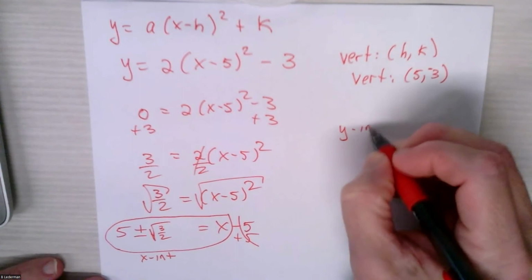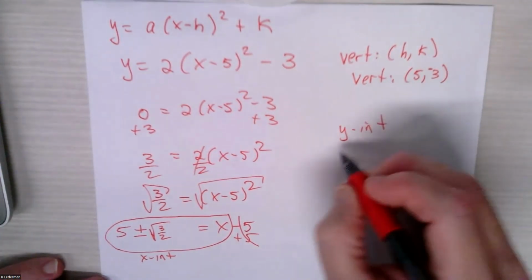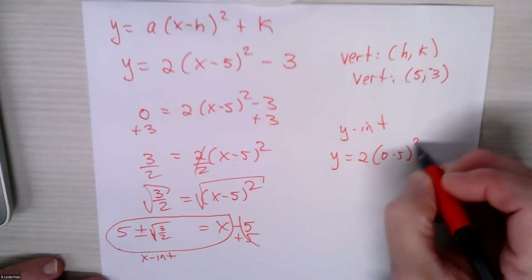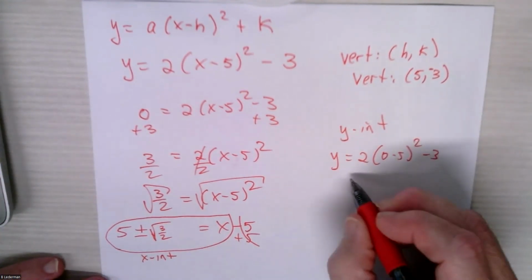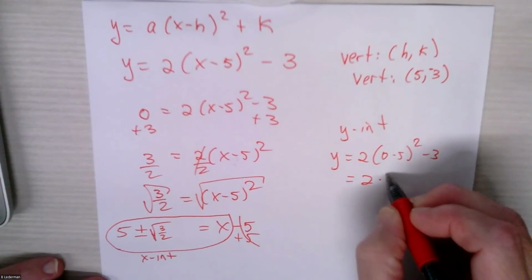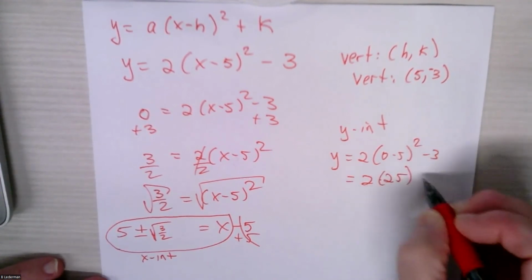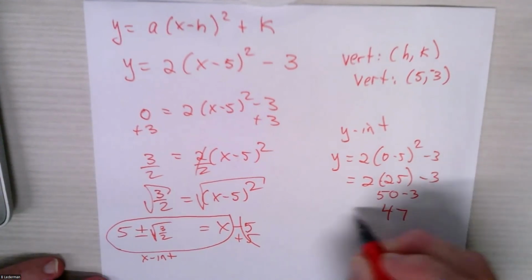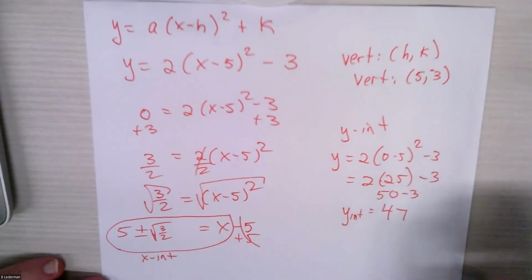to find the y-intercepts, I would just set x equals 0. So y equals 2 times 0 minus 5 squared minus 3, which is 2 times 25 minus 3, which is 50 minus 3, which is 47. So the y-intercept is going to be equal to 47.